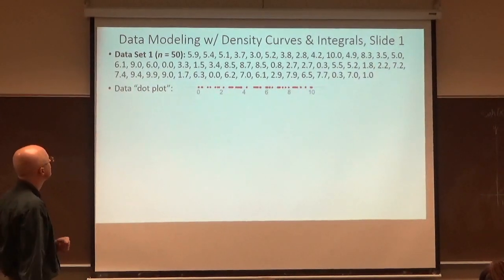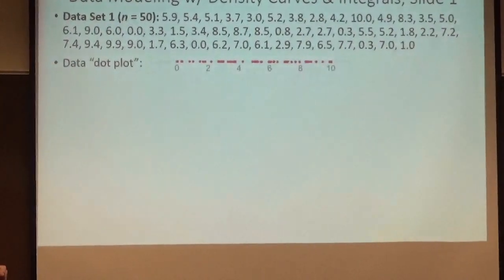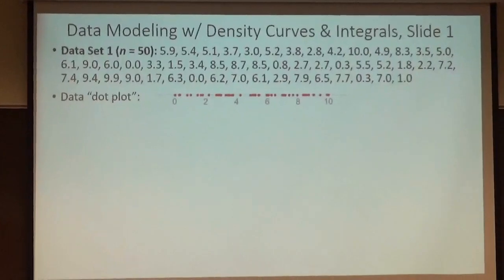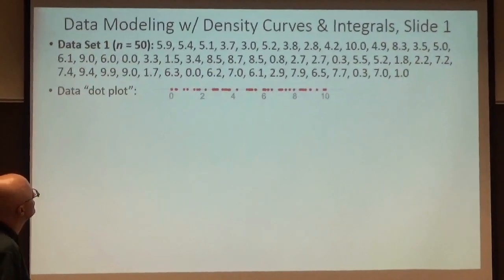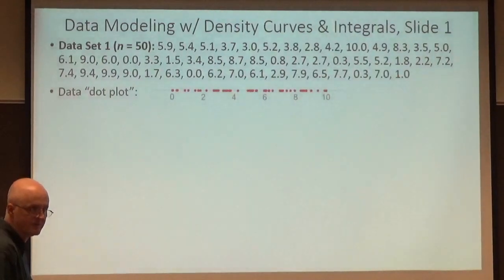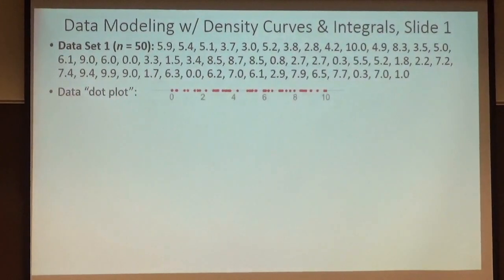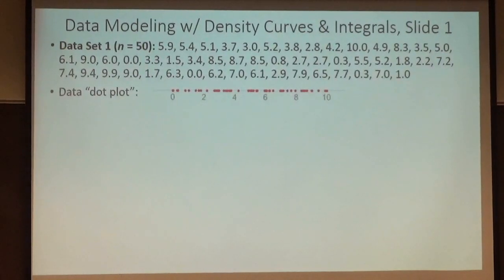There they are. There's 50 of them, though some of those dots could be so close together that they might look like one dot. So if you actually count them, it could be less than 50 visually. What can you say about this?